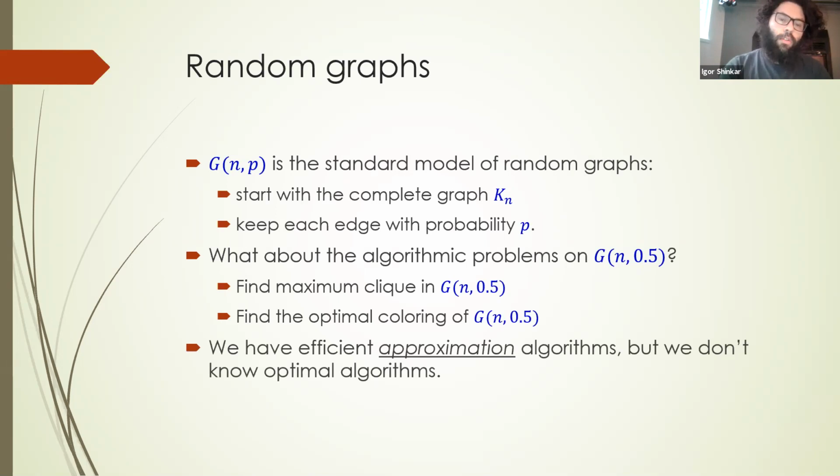So these problems on random graphs are sort of easier than the worst case in the sense that we have some approximation algorithms for these problems, but still we don't have optimal algorithms for these. For example, for max clique, we know that G(n,1/2) has a clique of size 2 log n, but we don't know an algorithm that finds a clique that's significantly more than log n, I think.